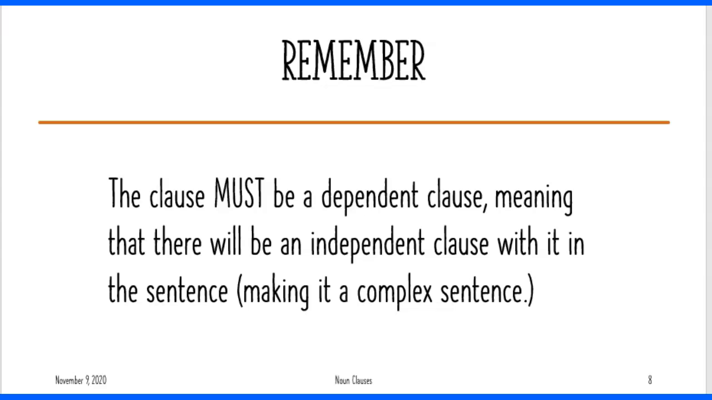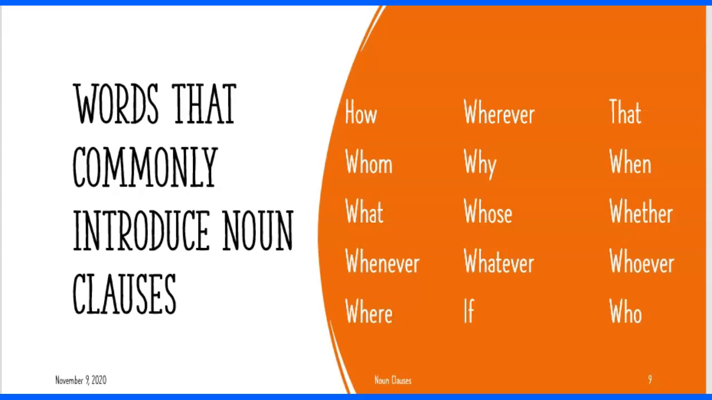Now, in order to help you find them a little bit more easily, here are some words that commonly introduce the noun clauses, and these are on page 132. So this might be something that you want to put on a little index card, or put in your notes, because you can keep this out in front of you on a test. But here are a whole bunch of words: how, wherever, that, whom, why, when, what, whose, whether, whenever, whatever, whoever, where, if, and who. Now, we have seen who, which clauses before, and we know that they're dependent.